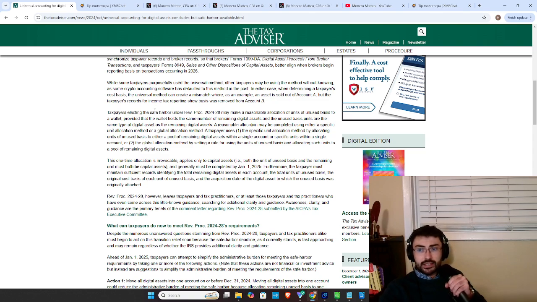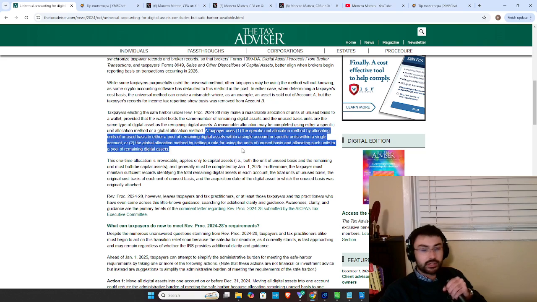The reason they're calling this a safe harbor is because it's basically an opportunity to say, okay, we understand a lot of you have not been tracking your crypto very well. We understand a lot of you have no idea what your basis in anything is. But if you want to do a reasonable allocation to designated wallets, and then you want to start tracking basis from that point, then you are more than free to do that. You have to justify it, you have to back it up, and they have methods down here where you can do the specific allocation method where you allocate unused basis to either a pool, blah, blah, blah, or the global allocation method. You could read all about that.